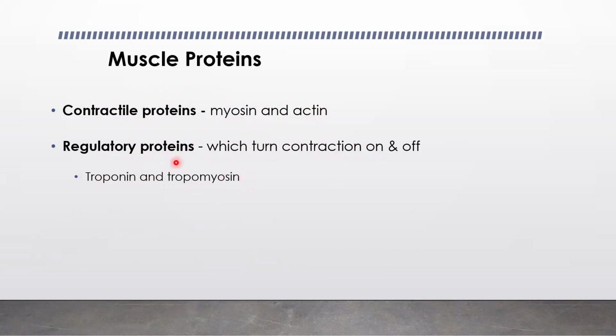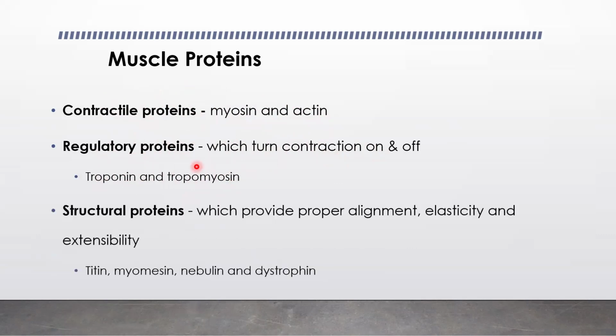So by displacing the presence of this tropomyosin, yeah. And then we'll also have now the structural proteins, which provide proper alignment, elasticity, and then extensibility. And they include titin, myosin, nebulin, and dystrophin, such as some of the structural proteins.